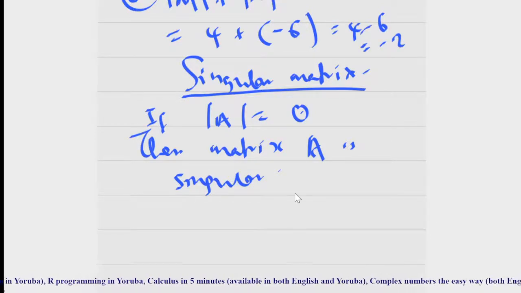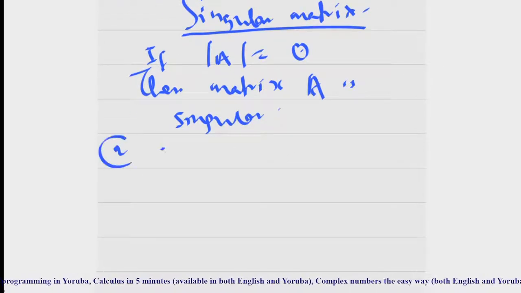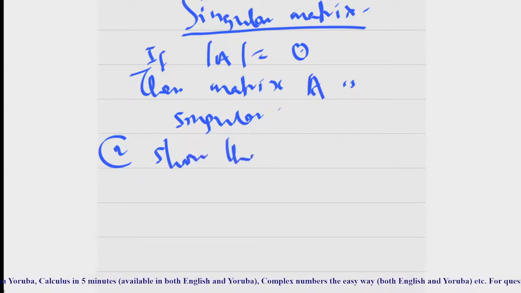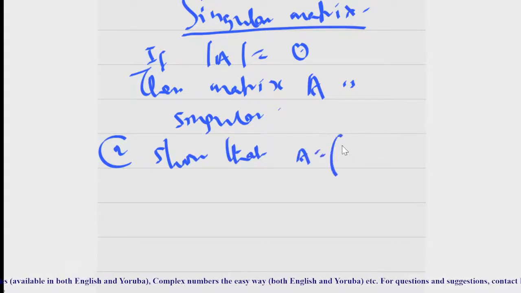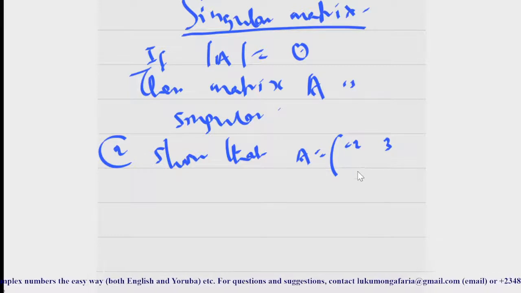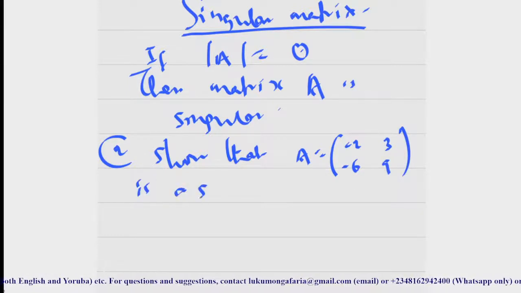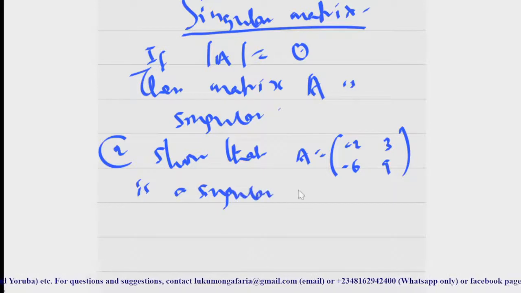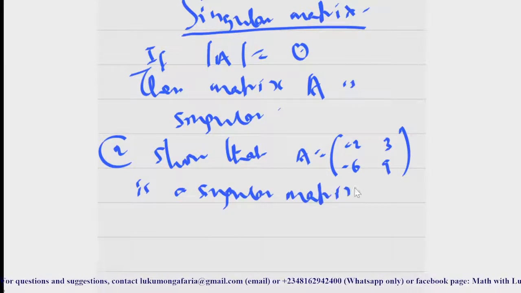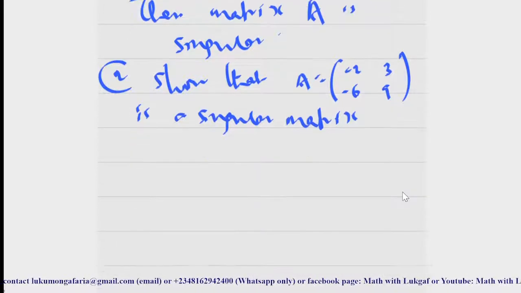Okay, now let me give you an example. Show that the matrix A, -2, 3, -6, 9, is a singular matrix. So how do you know that a matrix is singular?